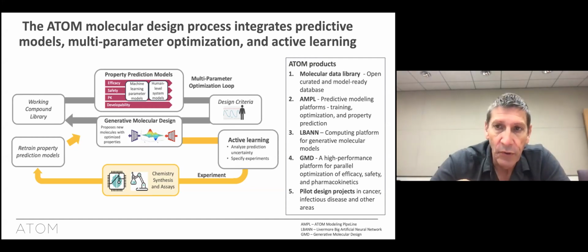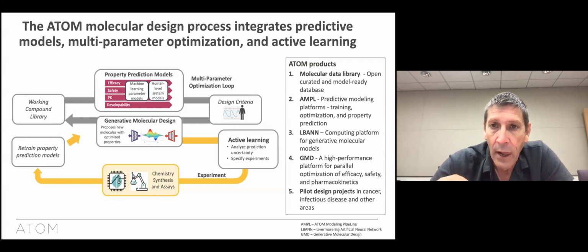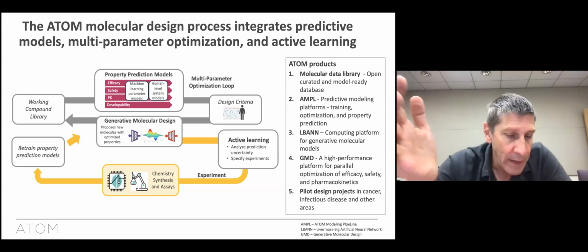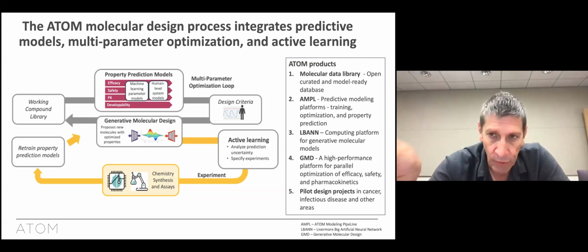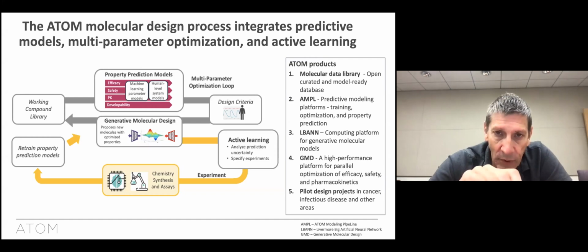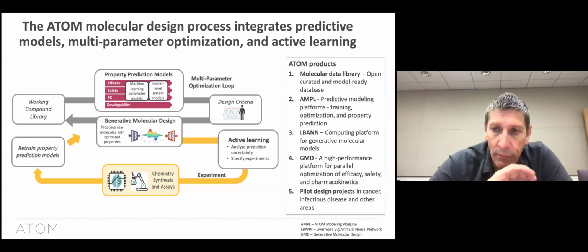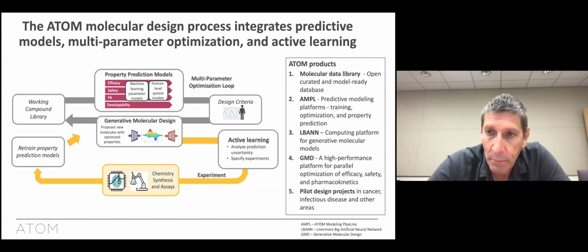So ADAM produces a number of specific products. We have an open molecular data library where we're pulling in data from a variety of sources all around the world. And we curate that and set that up so that it's actually ready to use in the machine learning models that we have. The second product is called AMPLE. That stands for the ADAM Modeling Pipeline.